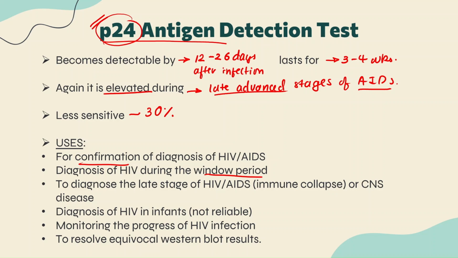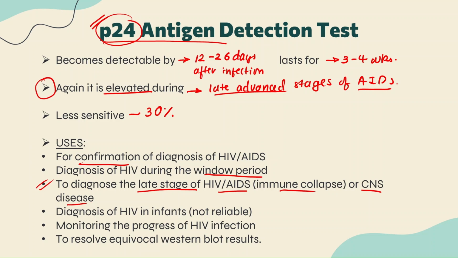Okay. Next thing, it is also helpful in diagnosing the late stage of HIV. Why late stage of HIV or AIDS के अंदर again detection के लिए you can go with this thing, because as I said, during the late stages the levels of P24 antigens are again elevated. So therefore it can be used for the diagnosis of HIV during the late stages, and this is because of the immune collapse or also for the CNS diseases which take place at the late stages, guys.